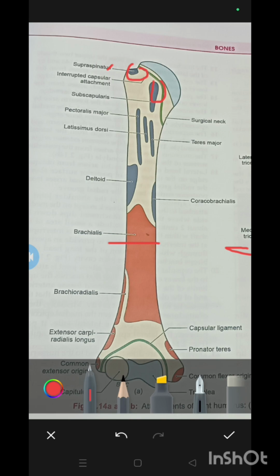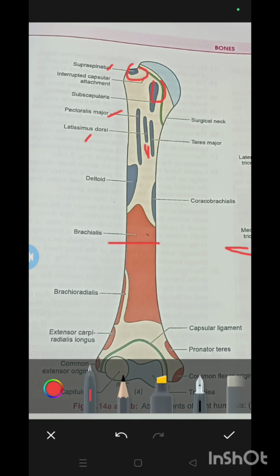Next, the pectoralis major is inserted into the lateral lip of the intertubercular sulcus. The insertion is bilaminar. Pectoralis major. Latissimus dorsi is inserted into the floor of the intertubercular sulcus.